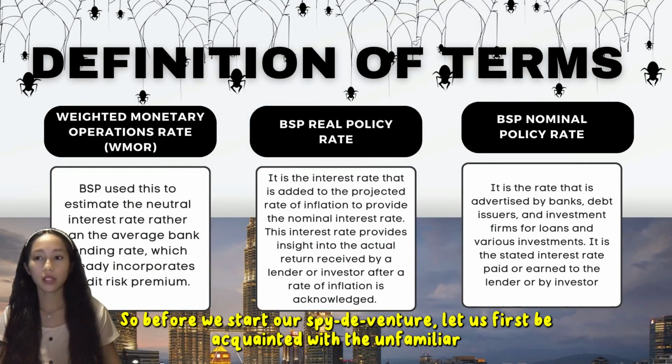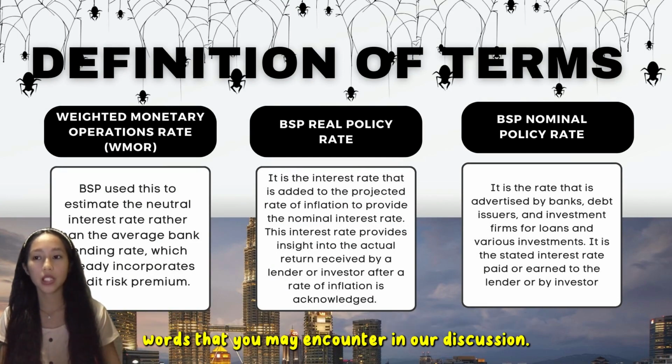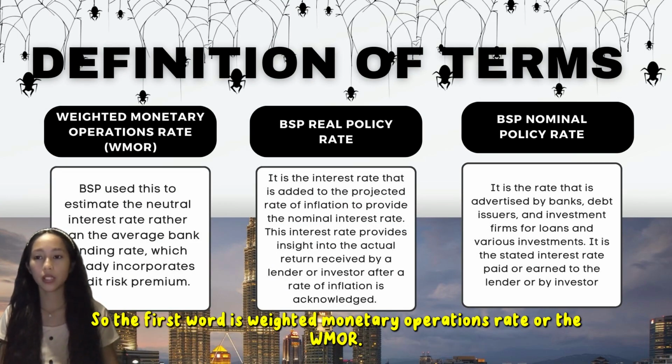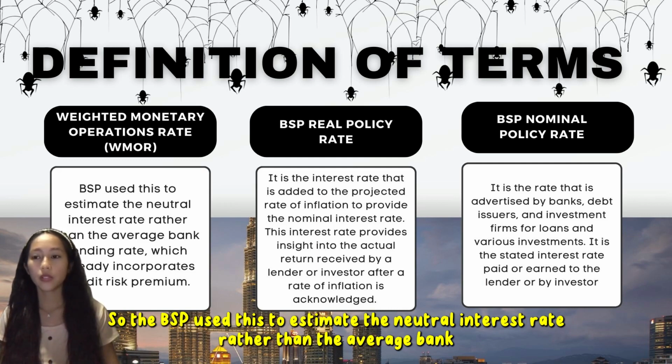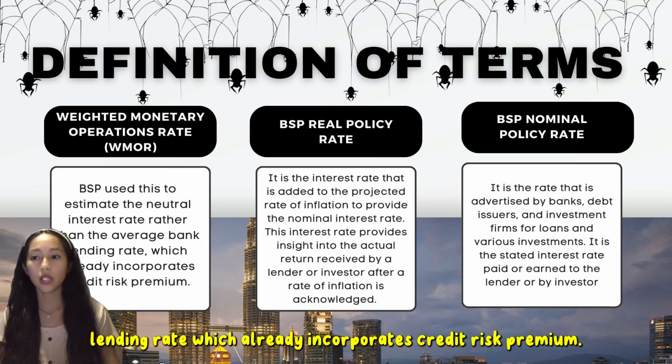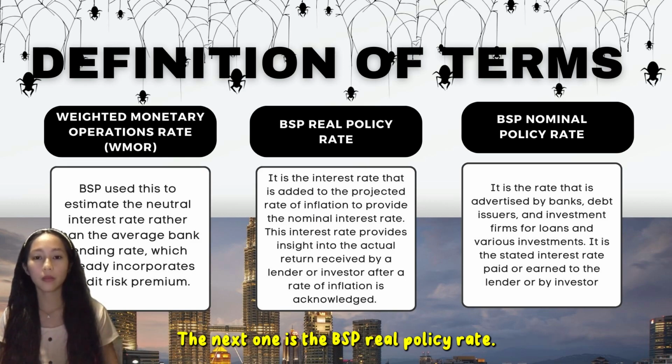So before we start our spy adventure, let us first be acquainted with the unfamiliar words that you may encounter in our discussion. So the first word is weighted monetary operations rate, or the WMOR. So the BSP used this to estimate the neutral interest rate rather than the average bank lending rate, which already incorporates credit risk premium. The next one is the BSP real policy rate.